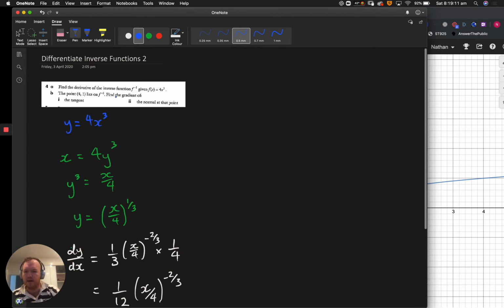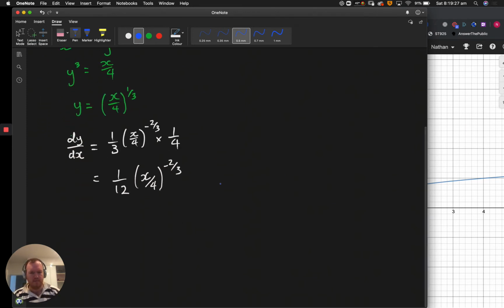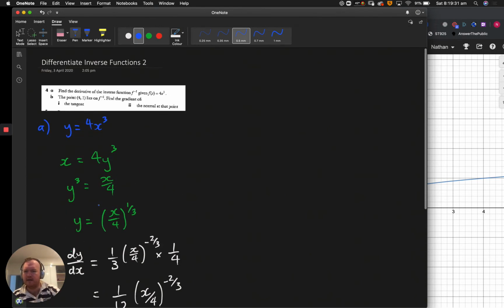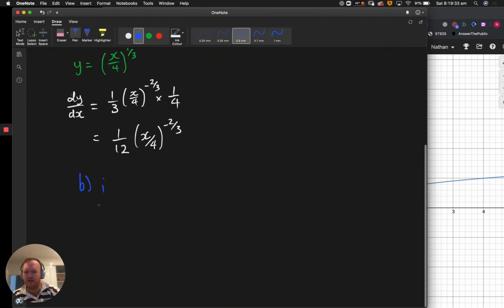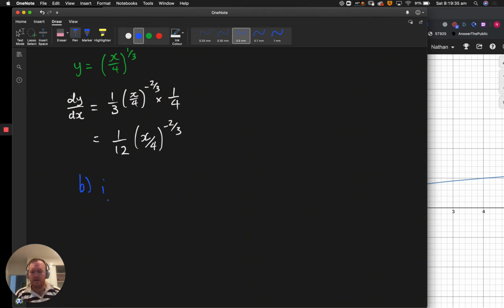What we're now looking for in part B, so this is part A that we've just done there. That's the derivative of the inverse function in terms of x. We're going to jump back over and look at it a separate way, but I'm just going to quickly jump onto B, part 1. It's still asking for the equation, is it? Yeah, it's just asking for the gradient of the tangent. So the gradient of the tangent is just subbing in, so we're looking at the point 4, 1.